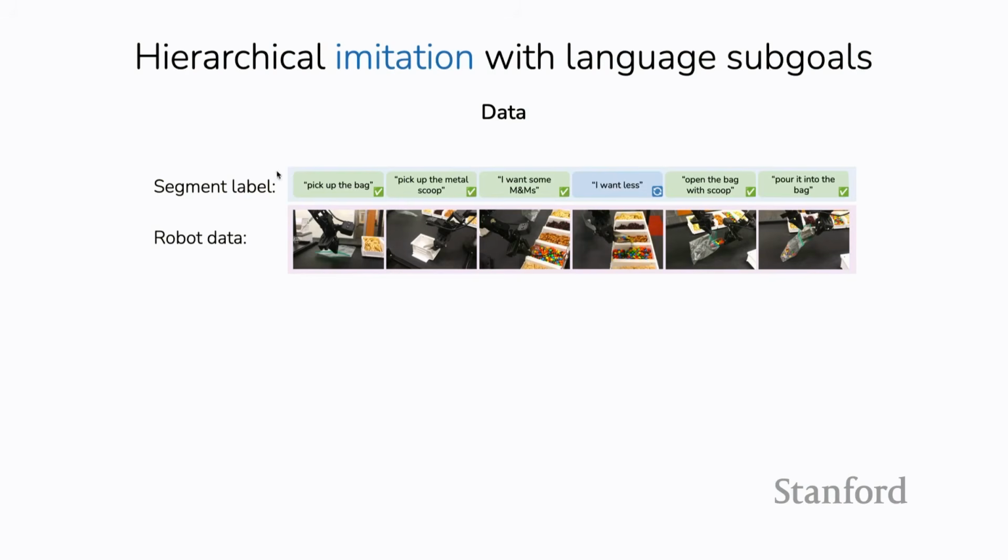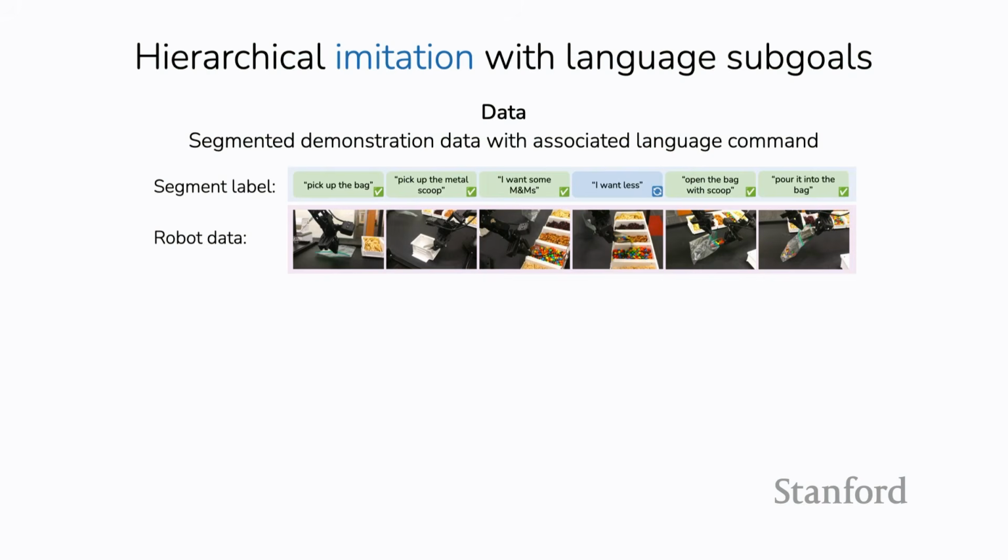So these are different language labels. These labels could either be recorded during data collection, where you're actually saying, I'm going to pick up the bag, and then do a demonstration of picking up the bag, then say I'm going to pick up the metal scoop, and do a demonstration of that in sequence. Or you could do it post hoc, where you collect the full demonstration and then, with a labeling interface, label this segment as picking up the bag, this segment as picking up the metal scoop, this segment as getting M&Ms, and so forth.